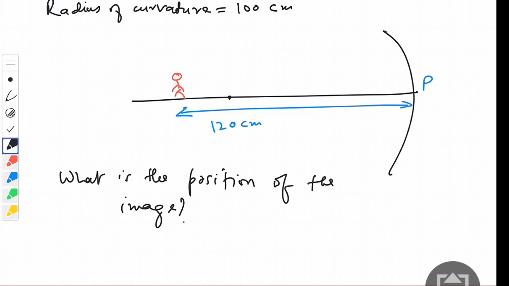I'll give you a hint after about 1.5 to 2 minutes. In fact, if you want a hint, please message me. Send me a message in the chat. If not, I'll not give you a hint. Okay. Question is, what is the position of the image? Where is the image formed?